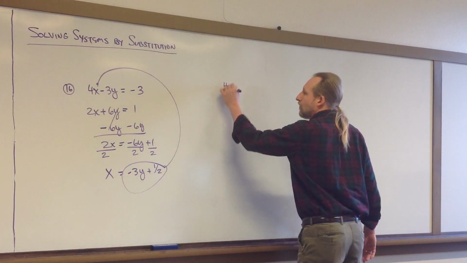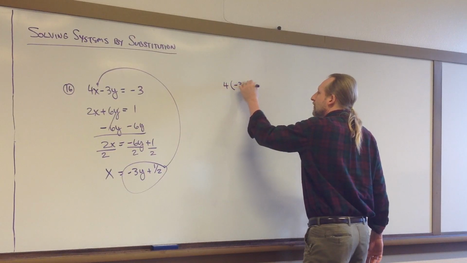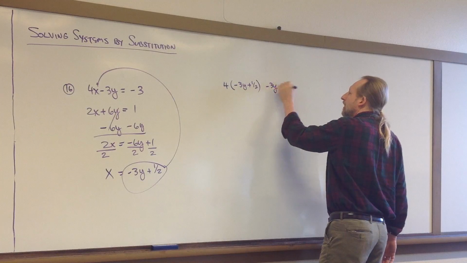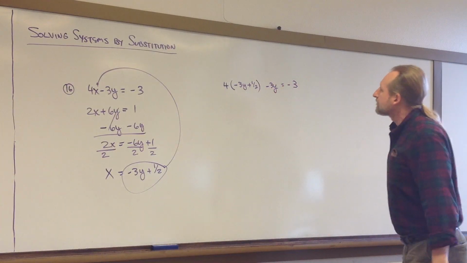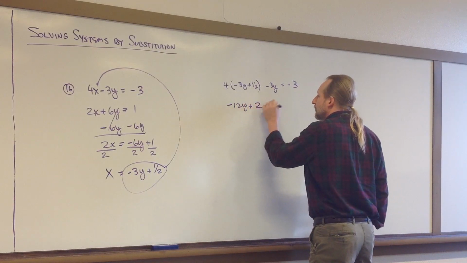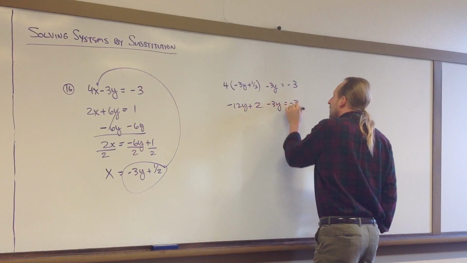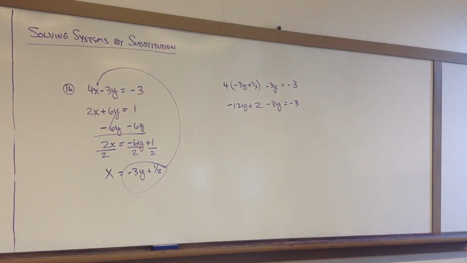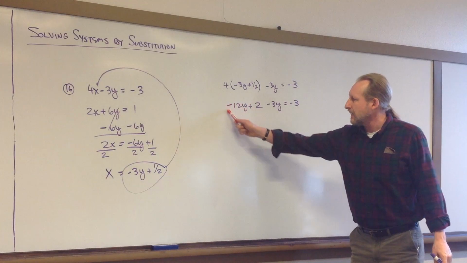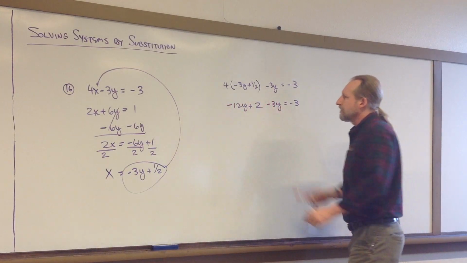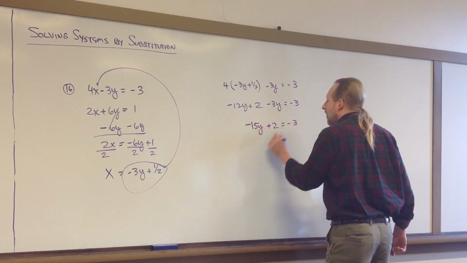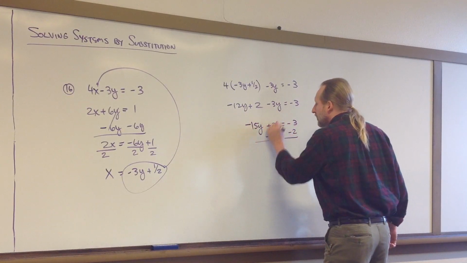So let's see here. 4 times -3y plus a half, and then -3y equals -3. So that'll be -12y plus 2 minus 3y, excuse me, equals -3. So again, we're going to combine our like terms here, the -12y, the -3y, that makes -15y. Subtract the 2 on both sides.